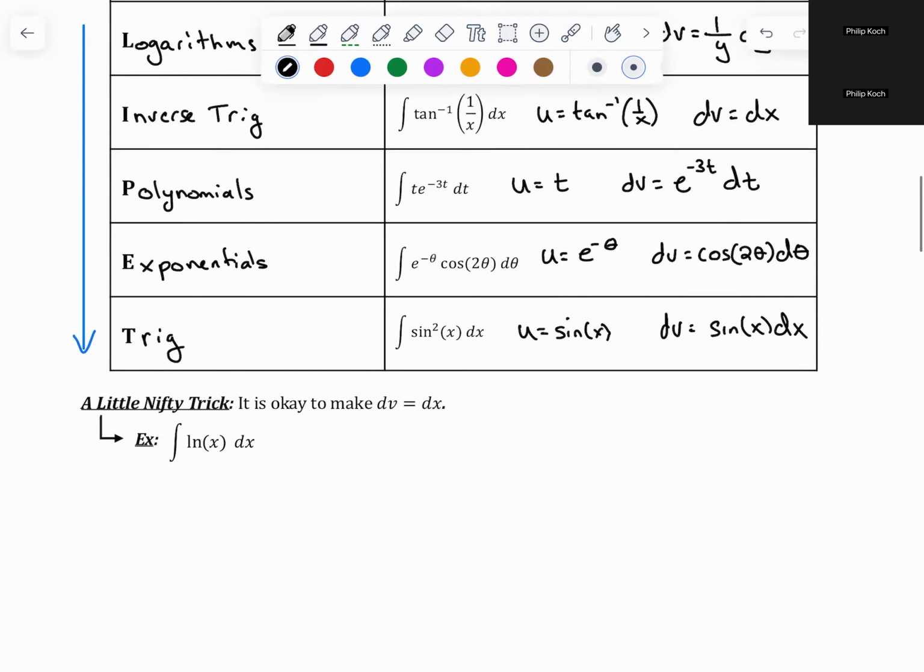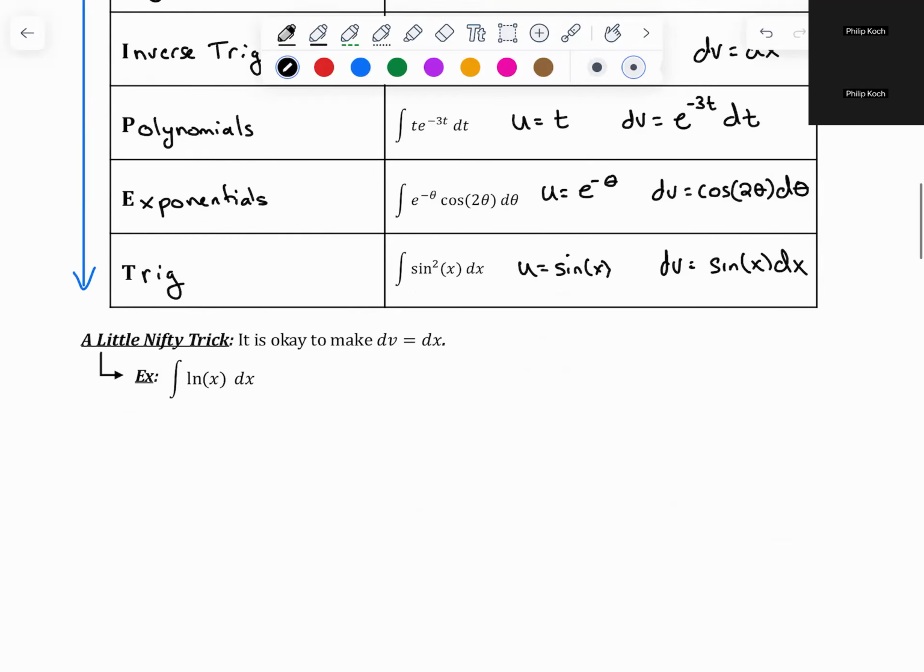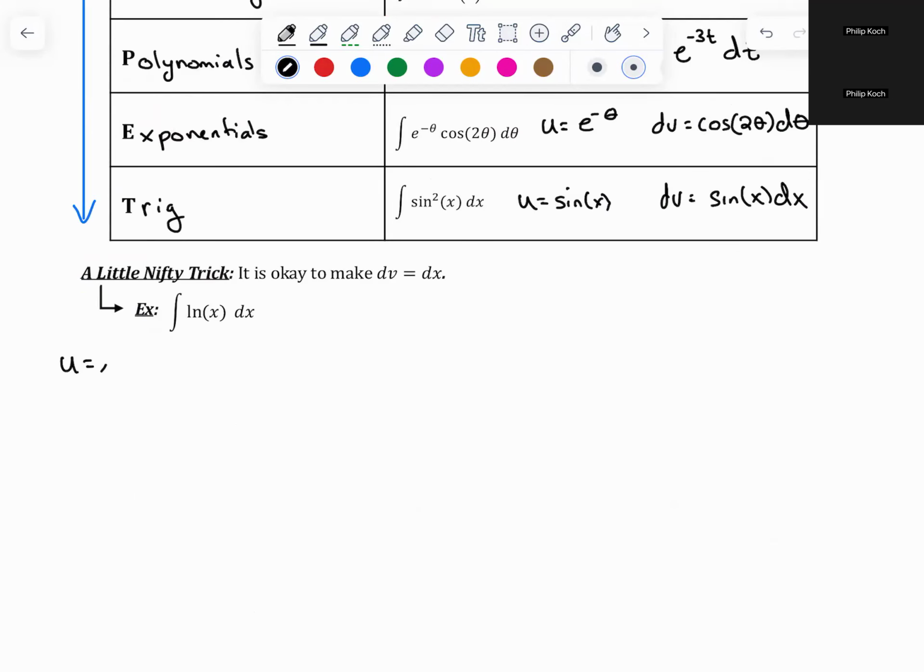So if we remember from the previous page, we had a problem with dv equaling natural log of x dx because we didn't know what it was. Now we will do it. Based on LIPET, the best choice for u would be a logarithm. And we have a logarithm. So we will make u equal to natural log of x. That means that du is equal to 1 over x dx. And therefore, since natural log of x is the only thing inside the integrand, dv will just be dx. So then that means that v is equal to x.